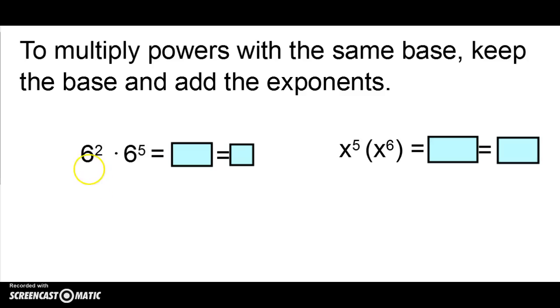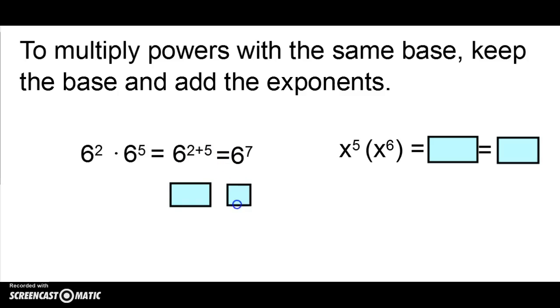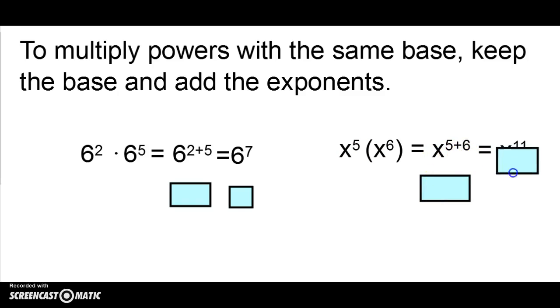So the first one, 6 squared times 6 to the 5th. Keep the base, add the exponents, so 2 plus 5 for your exponent, and so you really have 6 to the 7th power. Next one, x to the 5th times x to the 6th. You have x to the 5 plus 6, which would be x to the 11th.